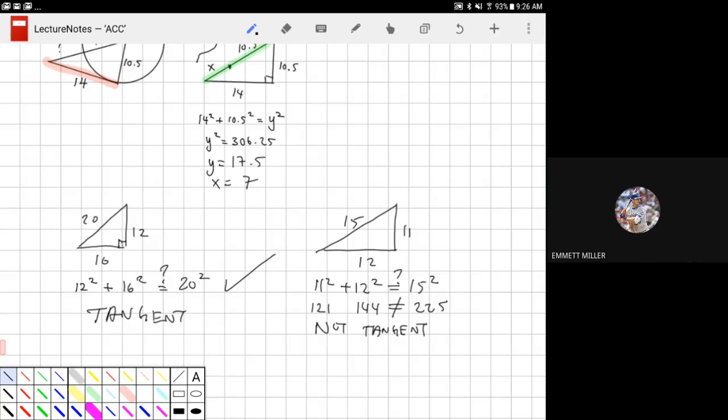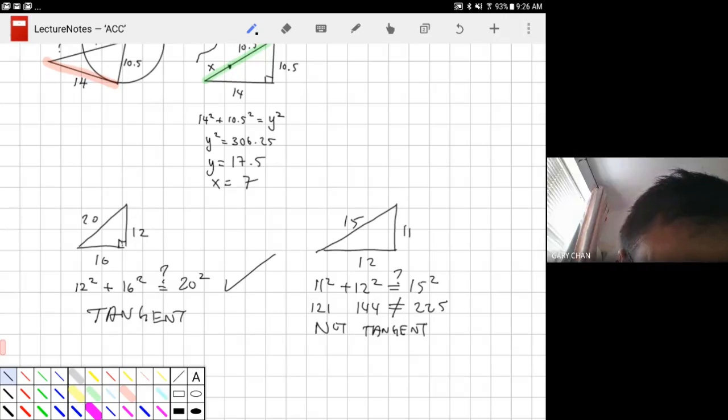Well, this one, they pretty much give us the answer. We don't even need to show work for this. So find the length of the segment indicated. Round your answer to the nearest tenth if necessary. You're finding out what x is.